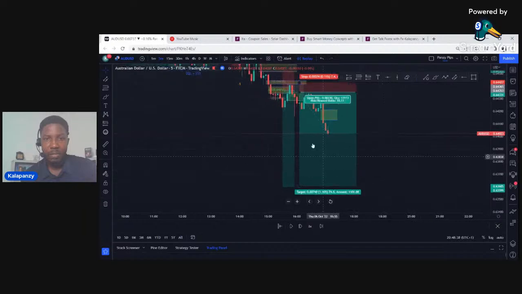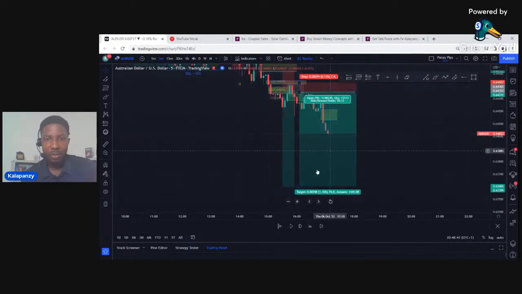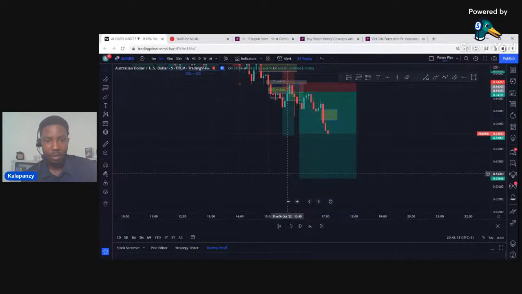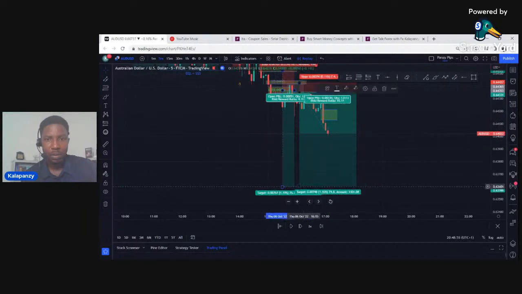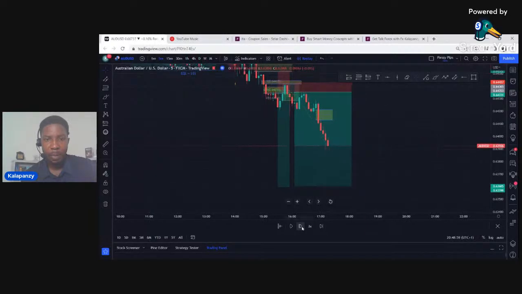So you see, while this trade is making us just a 1 to 4, this one will give us a 1 to 10. This one currently has done 1 to 2, whereas this one has given us 1 to 4. Okay, let's go. All right.